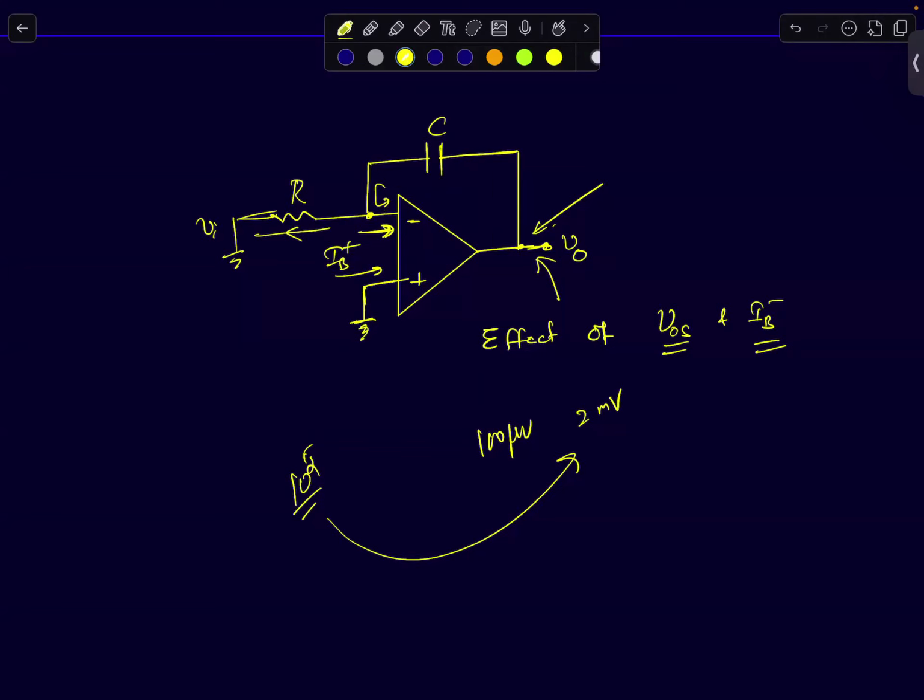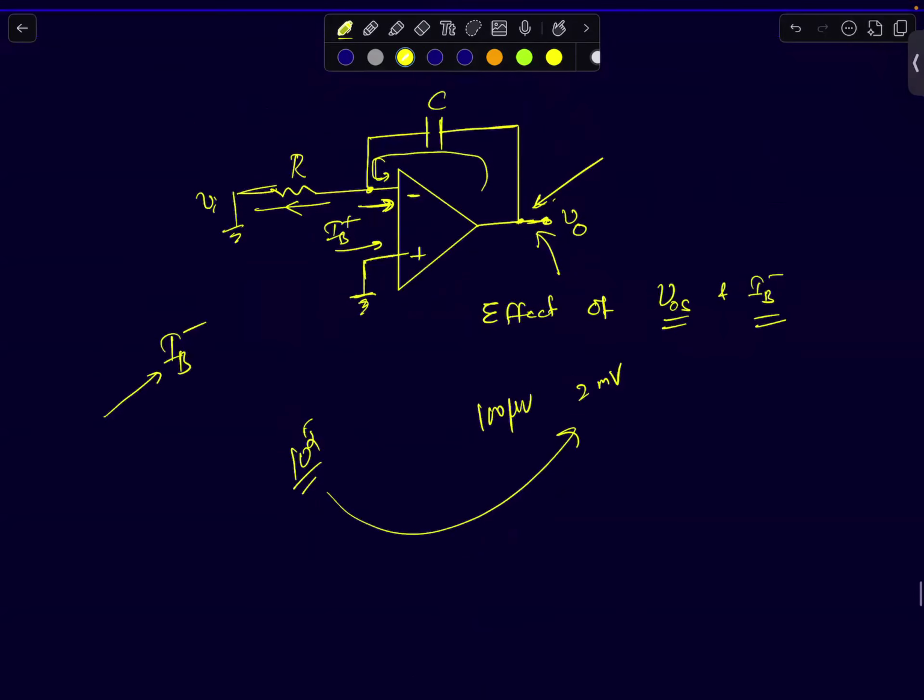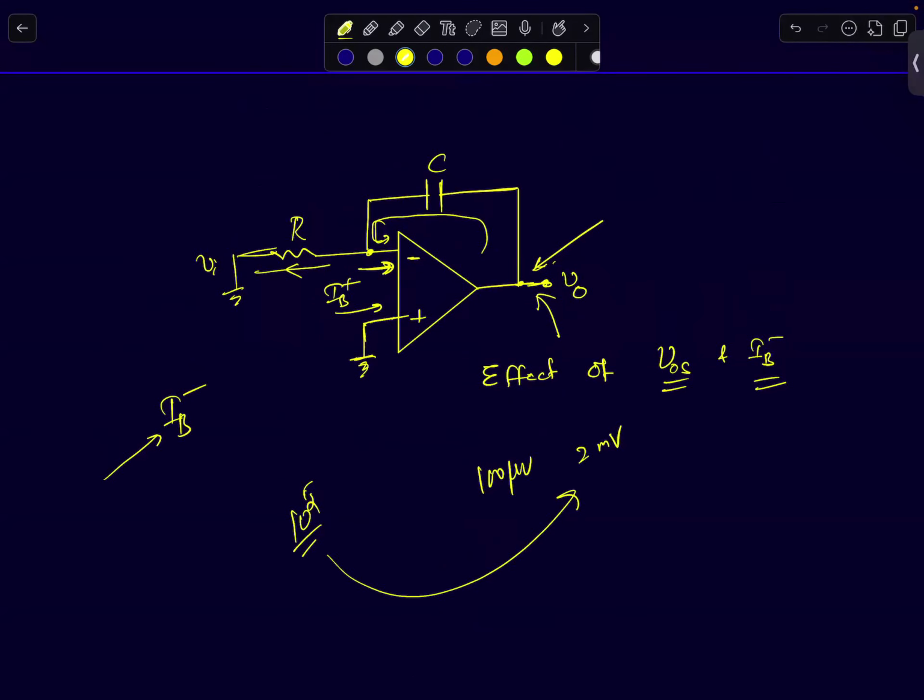So if your bias current flows through this capacitor, what do you think will happen to the output voltage again? Let's assume IB minus is now a constant current. Remember, this is a constant current flowing through a capacitor. So the voltage across the capacitor will be a ramp voltage. Remember the direction of current is in this way. So you can treat it like you are pumping a current into a capacitor into this node. So this node voltage will just ramp up.